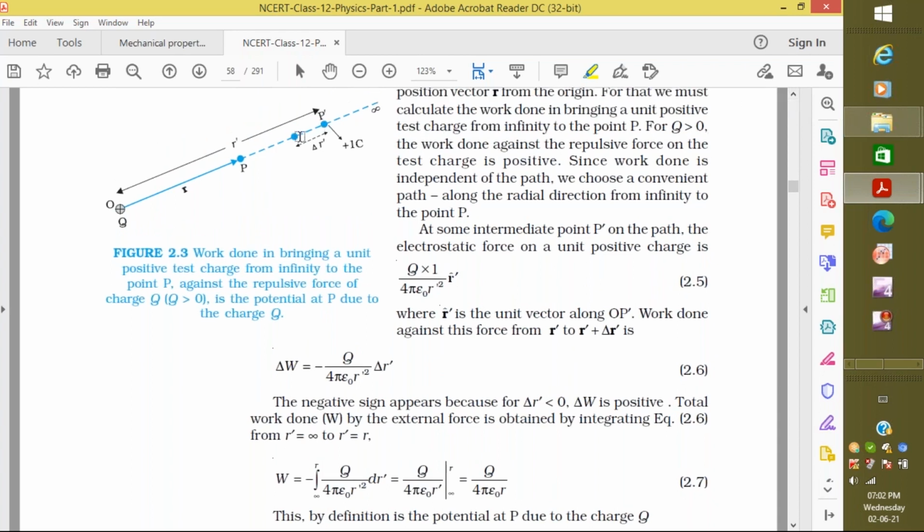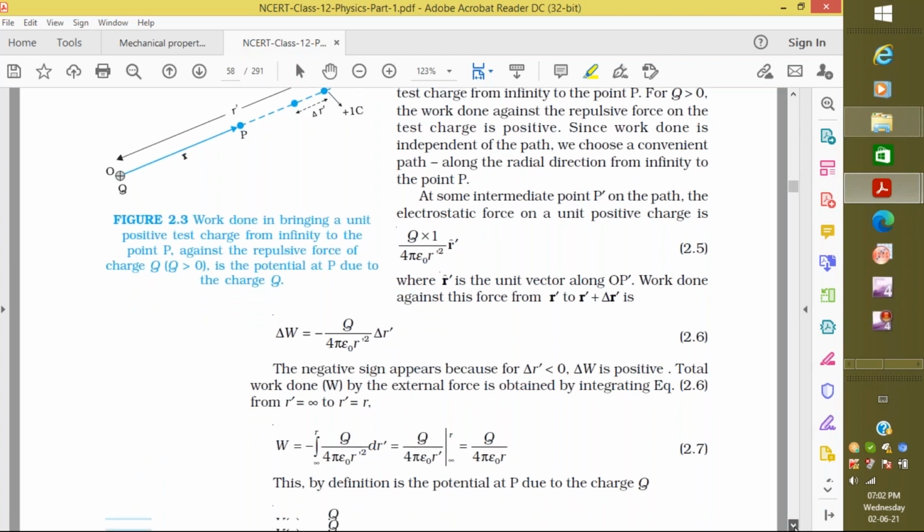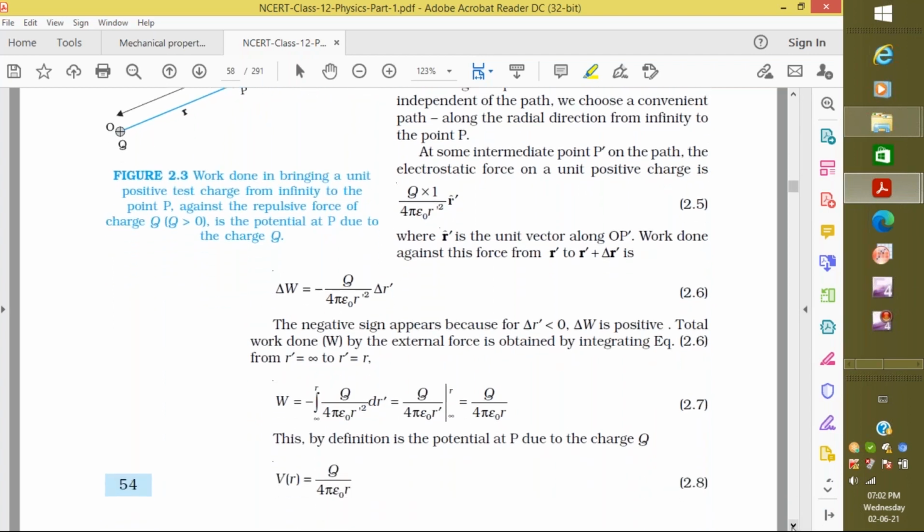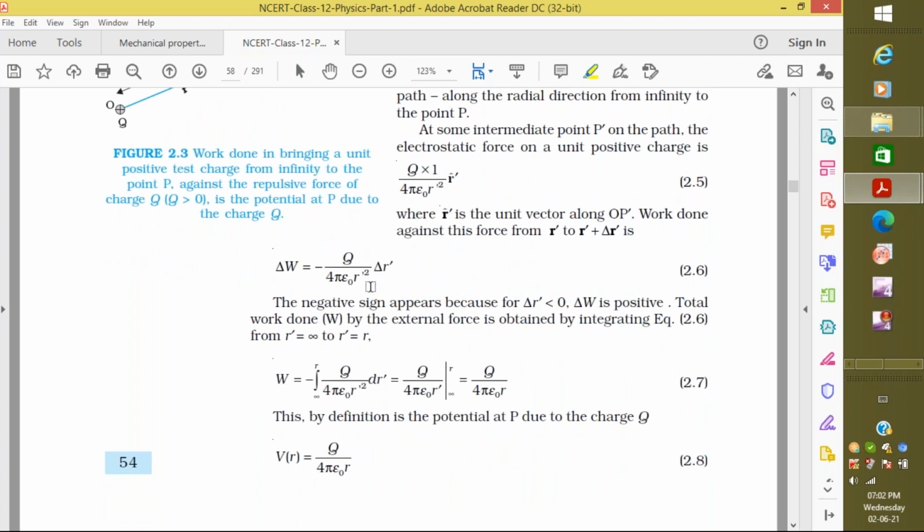Then I'll integrate that for the whole distance r. So that is what has been done over here. You look here, this is the elementary work done. Now I have to integrate it. If we take delta r tending to 0, then you can write this as integration from calculus. In place of delta r you can write dr. So that is what has been done here.